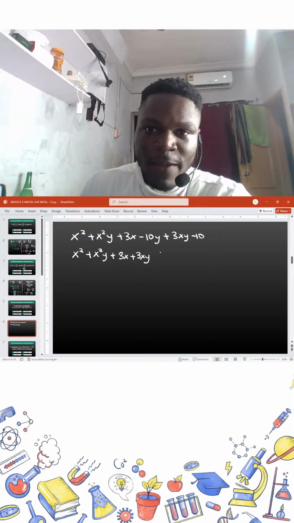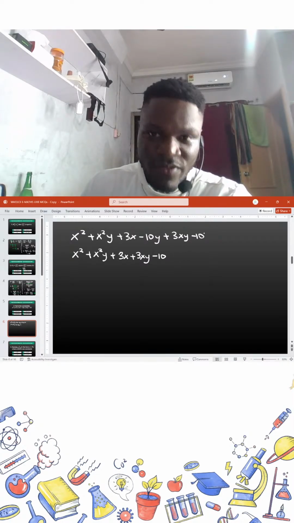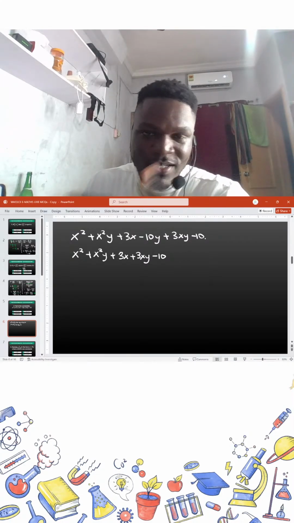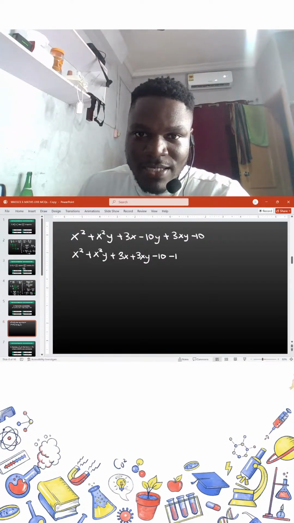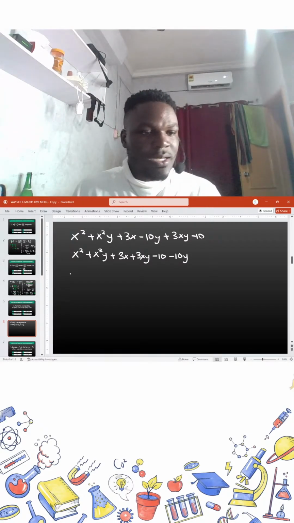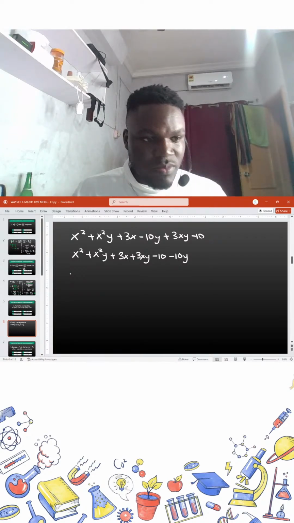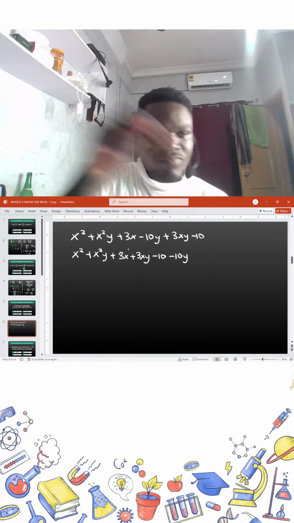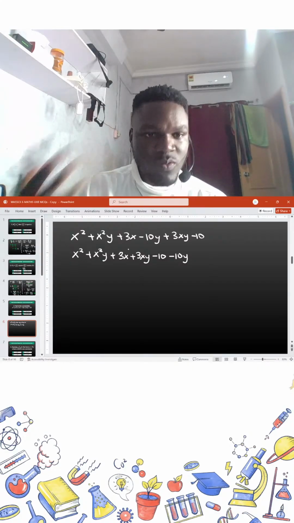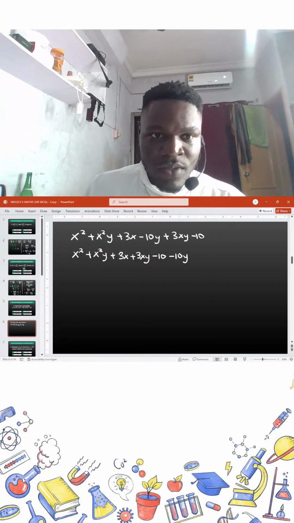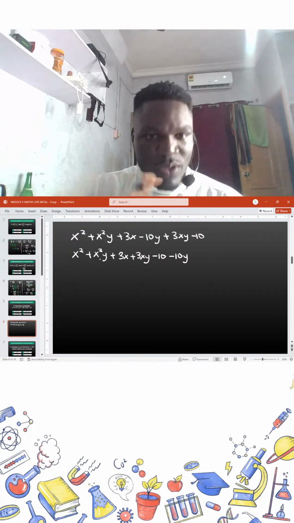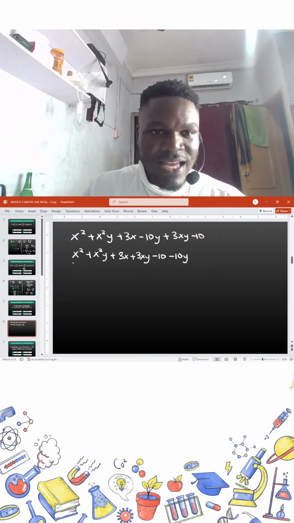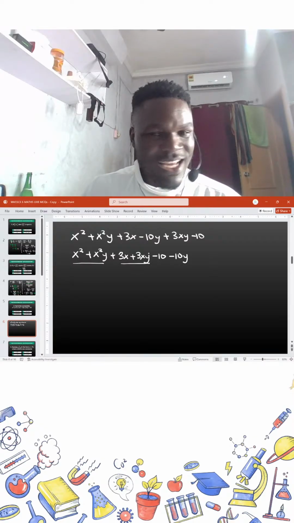Then I now bring my minus 10, this one first. You can bring this one first, or any of them, and then minus 10y. Okay, so this is after I have done the rearrangement for the expression above. I've not done anything, I've just rearranged it so that it is easier for me to factor some things out. So I have here x squared plus x squared y term. I'm going to take these two first and then factor. Then I take these two next, then I take the last two next.